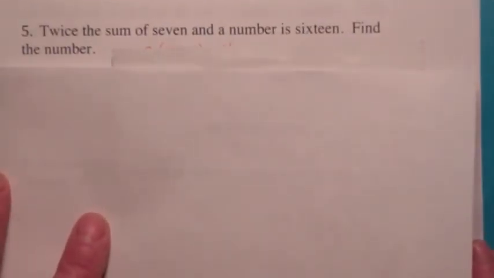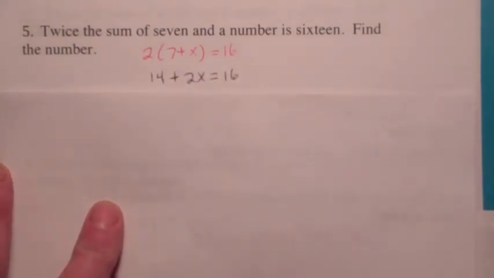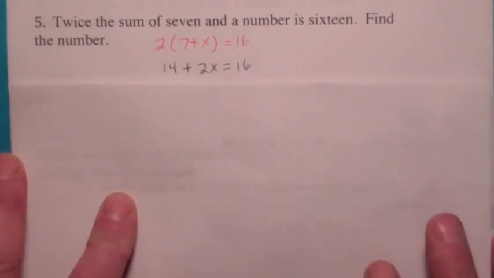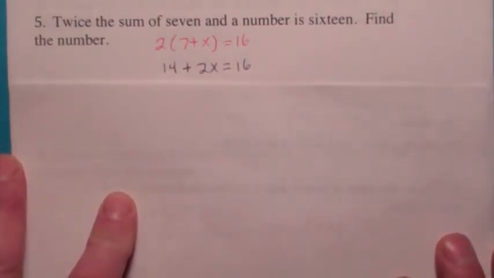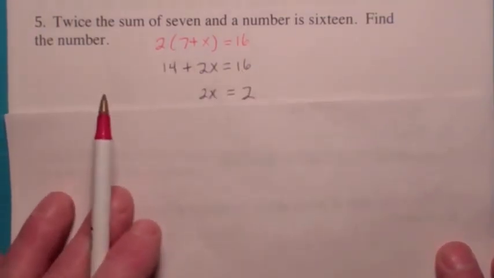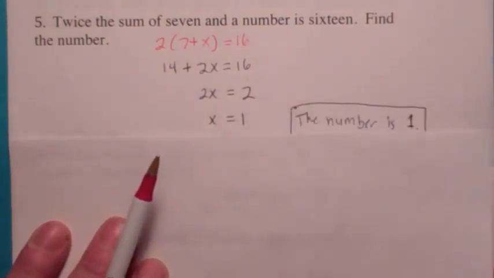Okay, for this first one, it says twice the sum of 7 and a number is 16. Find the number. So when it says twice the sum of, you should think parentheses. So you should have gotten 2 times the quantity 7 plus x equals 16. Use the distributive law. Let's get the x's on the left side. So let's add negative 14 to both sides. When you add negative 14 to this side, you just have 2x. Negative 14 to this side, you should have 2. So when you divide by 2, x equals 1. The number is 1.